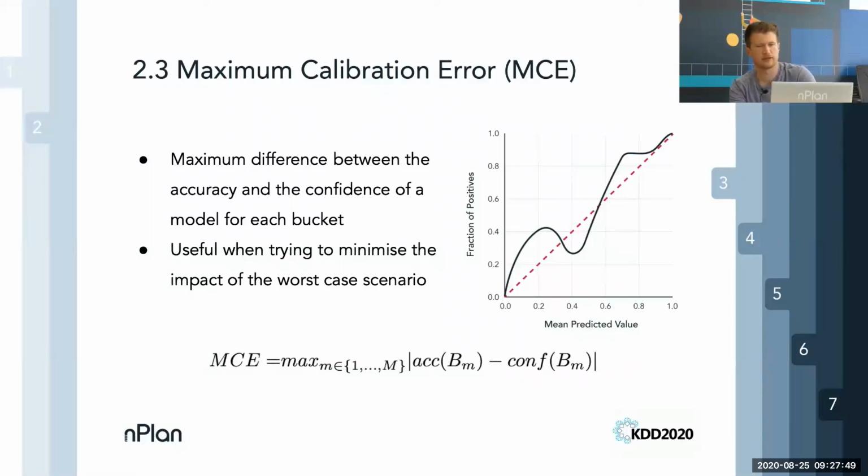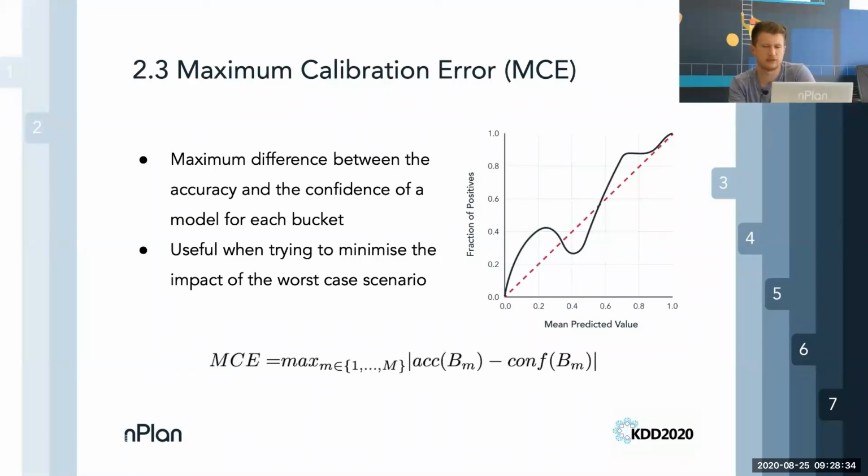So the next metric we want to talk about is maximum calibration error, or MCE. And this is pretty similar to expected calibration error. The difference being that when we've got our collection of absolute differences across the buckets in the reliability diagram, we actually look at the maximum difference between a perfectly calibrated model and our reliability diagram. And what that can help us do is try to understand the impact of the worst case scenario over and above the impact across the board.